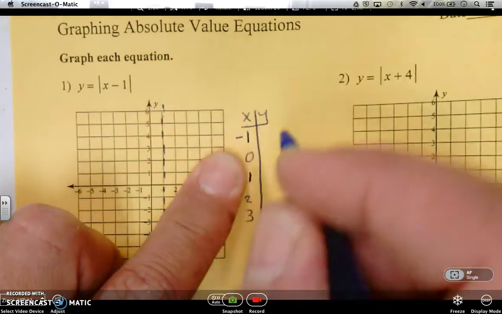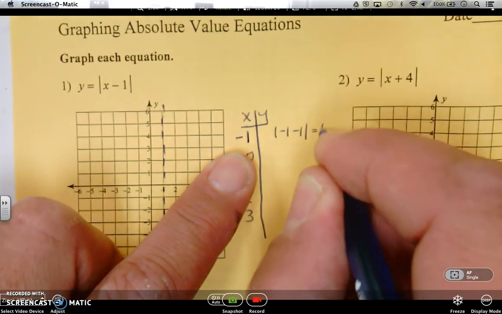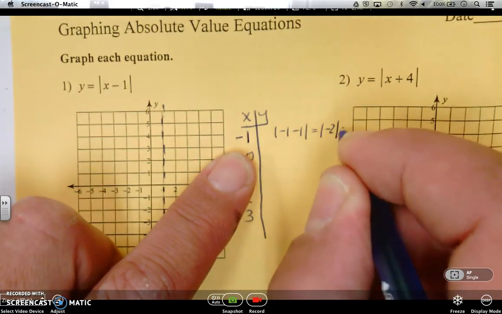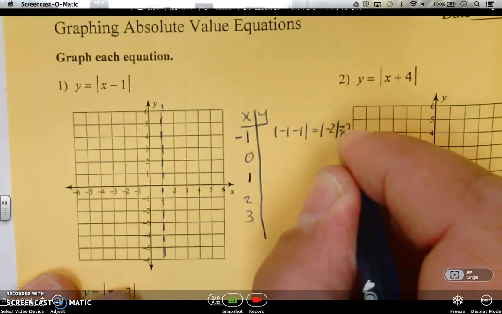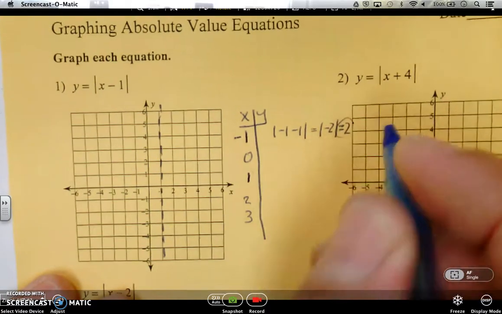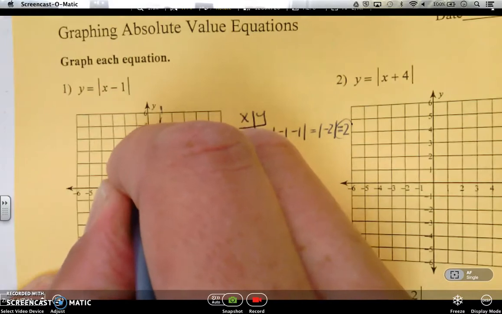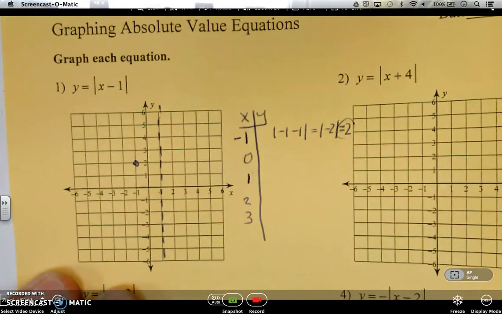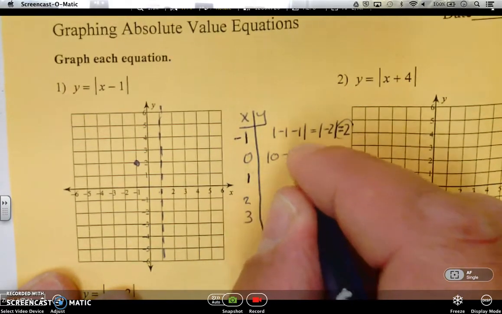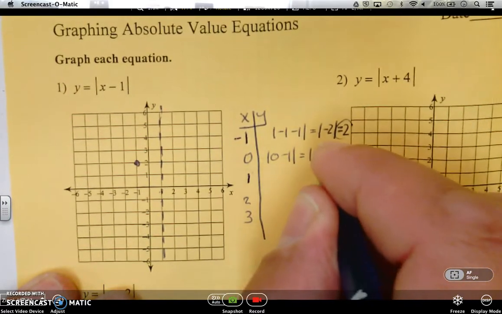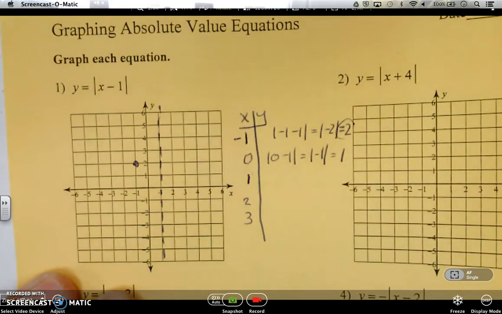If you plug in -1 here, you get absolute value of -1 minus 1, which is absolute value of -2, which is 2. So -1 gave us a 2. That's 1 point. So go across -1 and up 2. That's 1 point. If you plug in 0 in here, you get absolute value of 0 minus 1, which is absolute value of -1, which will give you just 1.